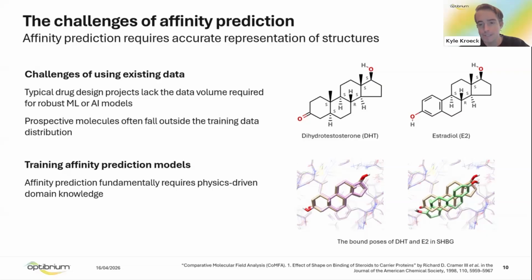One of the most profound challenges identified in this session is the limitation of existing data. Typical drug design projects rarely possess the data volume necessary to train robust machine learning or AI models. Furthermore, prospective compounds often fall outside the training data distribution, leading to the activity cliff phenomenon, where small structural modifications result in catastrophic failures of the model's predictive power. Consequently, affinity prediction fundamentally requires physics-driven domain knowledge rather than purely statistical correlation.